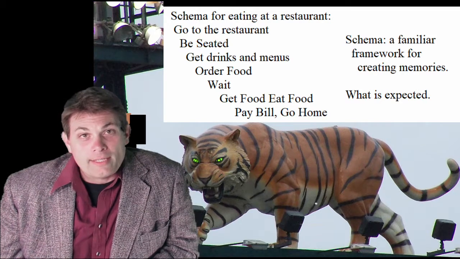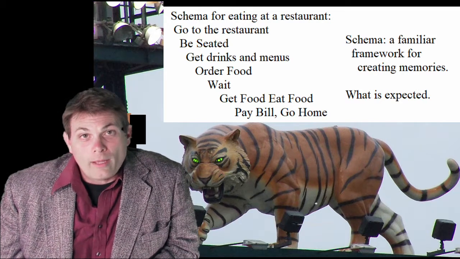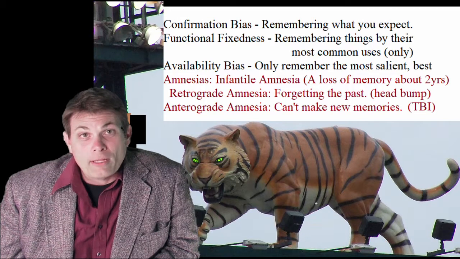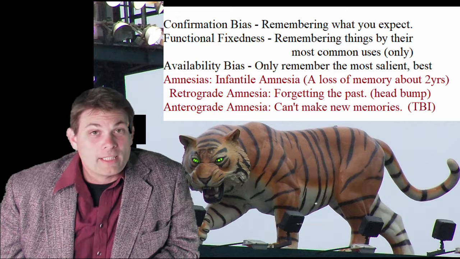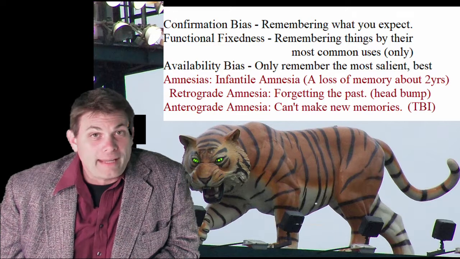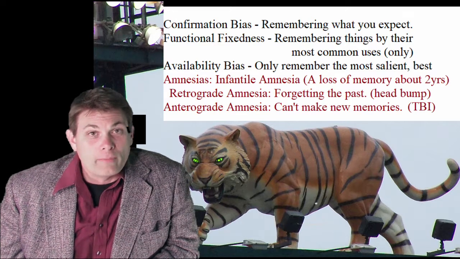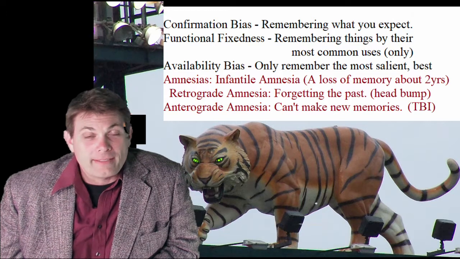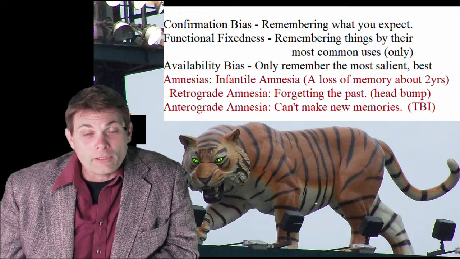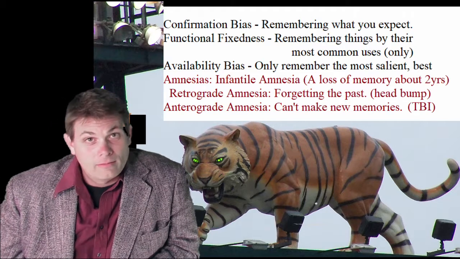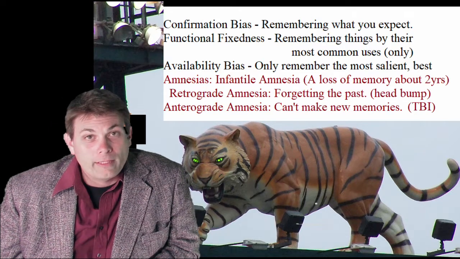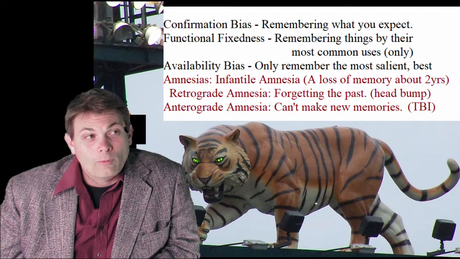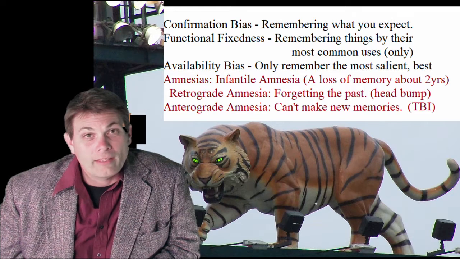Now, because we use these heuristics, these shortcuts, we also make errors. For example, confirmation bias. We've heard this one a lot. This is the one where if you expect something to happen, you'll probably remember it as happening because it's just easier to remember what you expect to happen. Functional fixedness is another one of these. If you see a pencil, what's it for? Well, it's probably for writing. But could it also be a dart? Well, sure, if you think of it like that.